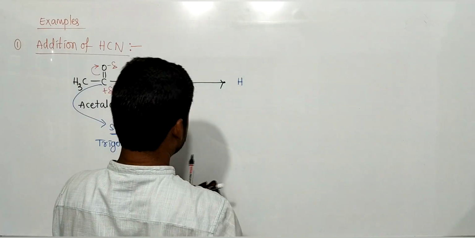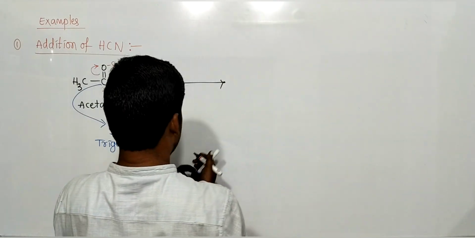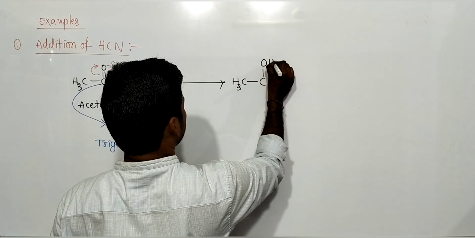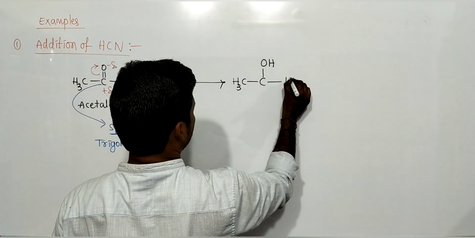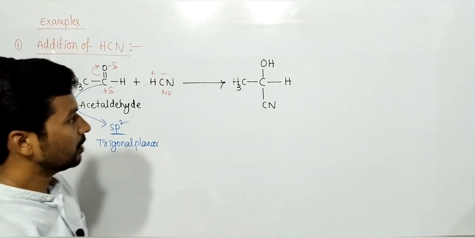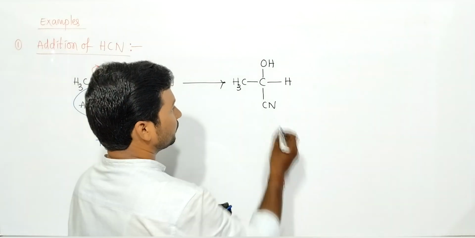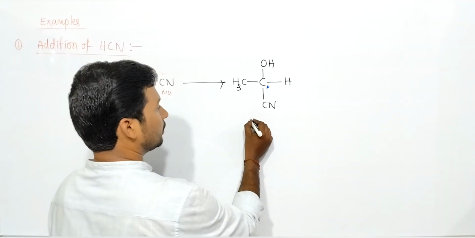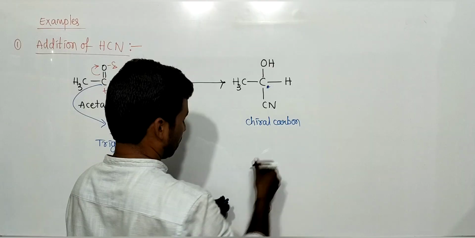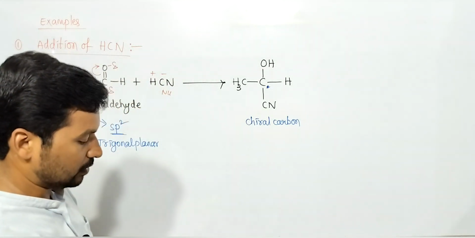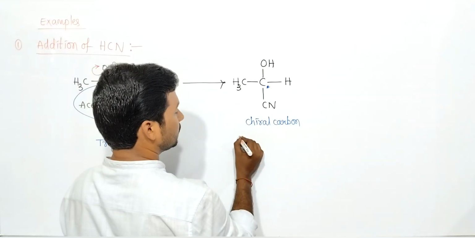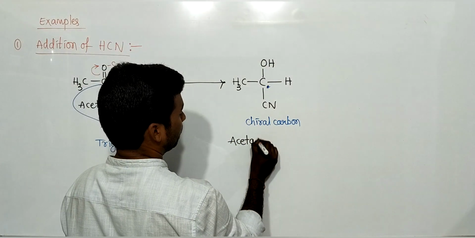Here this becomes CH3 and OH, and here hydrogen is present. Here CN is added. Is this a chiral carbon or not? Yes, chiral carbon, optically active. What is the name of that product? Cyanohydrin. On the same carbon, a cyano group and a hydroxy group are present. That's why its name is acetaldehyde cyanohydrin.